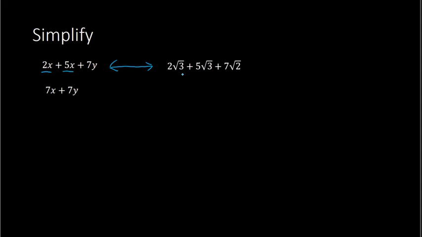So when I combine like terms, I look for radicals that are exactly the same. So we see both of these have a square root of 3, so those can combine. When I combine, I take the 2 plus 5 to get 7, so we have 7 square roots of 3. And then plus, over here, the 7 square root of 2 cannot combine because those are not like terms. Those are two different radicals. So right here is my simplified form of the original expression.